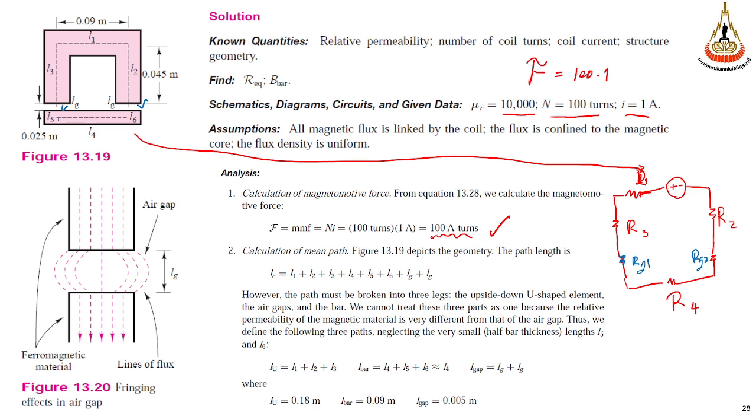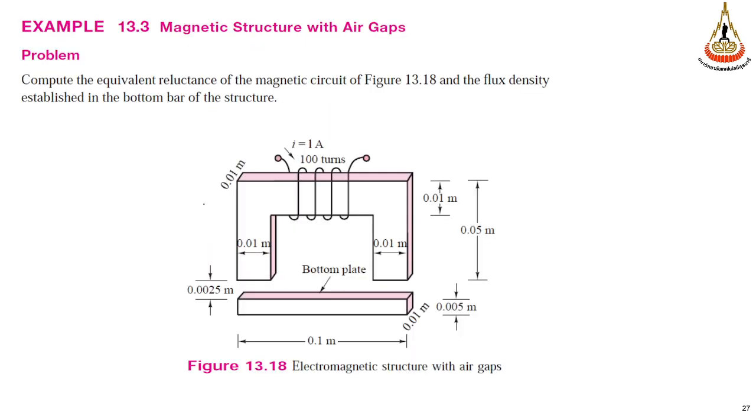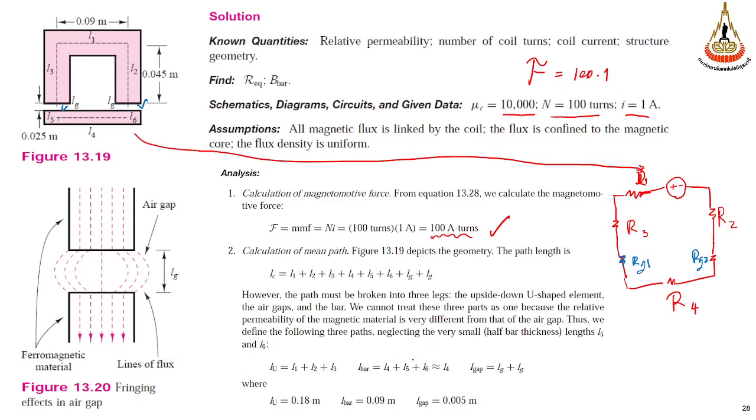Okay. And with this, it's the same. The ranges 1, 2 and 3 are here. And the range of the bar is here, L4. L5 and L6 are the remaining lengths. L4 plus L5 and L6 is approximately L4. We use L4 for this part, and a very small part here we neglect, here and here. And we have the air gap.